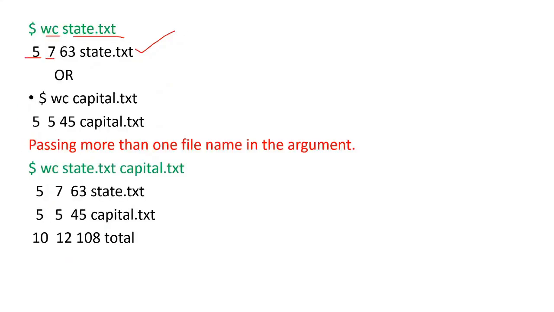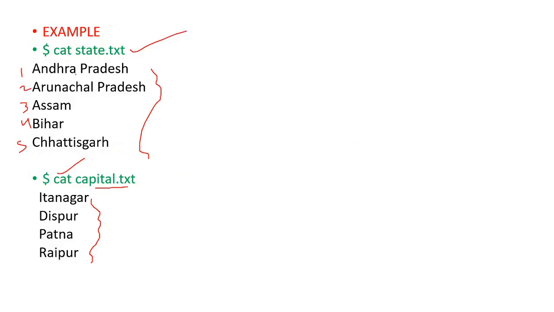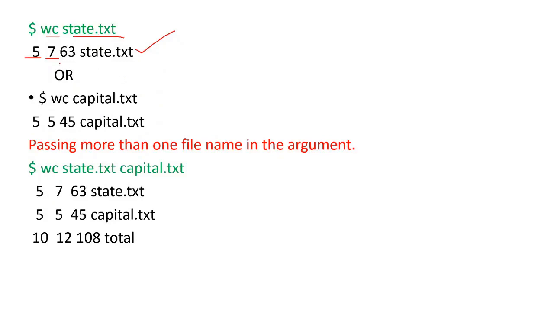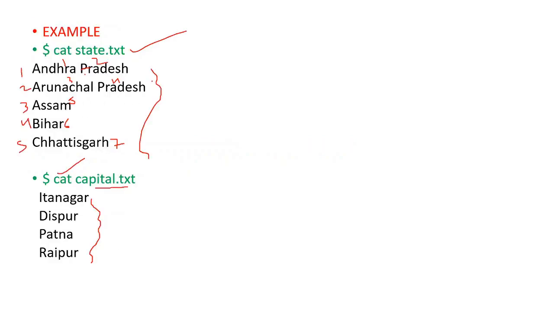Next it displays the number of words. You can see how many words there are: 1, 2, 3, 4, 5, 6 and 7. Whenever there is a space in between, the next characters count as a word. So there are 7 words. Next it displays characters, or we can say bytes. That is the total number of bytes, or the total number of characters, present in the file.